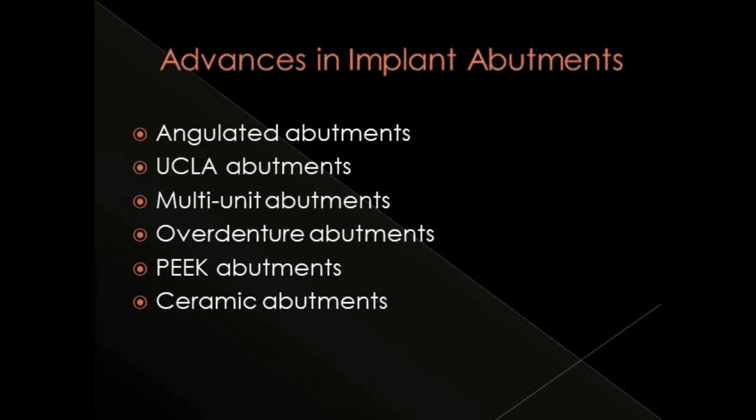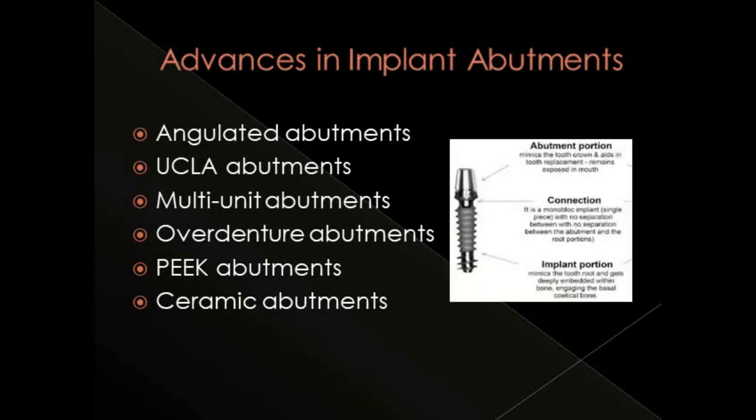So what is an abutment? Implant abutment is the portion of the dental implant that serves to support or retain a prosthesis. So this portion is called as the abutment, which mimics the tooth crown and aids in tooth replacement, and it remains exposed in the mouth.